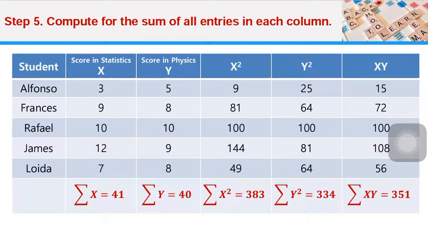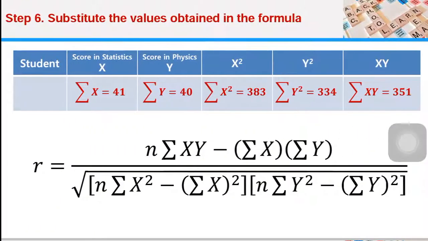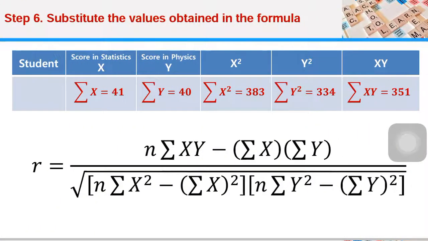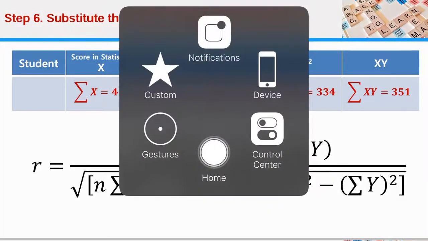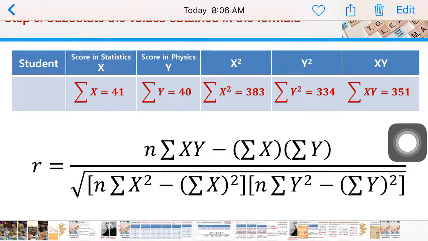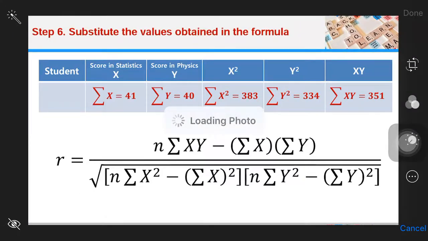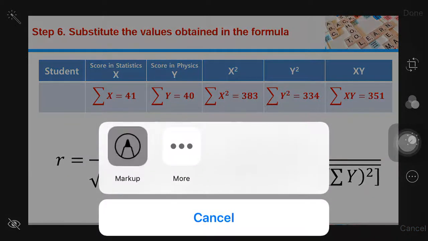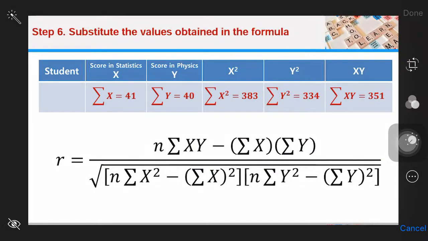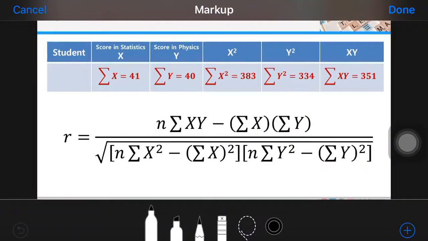We have 1, 2, 3, 4, 5. So our N will be 5. Our E of XY, that's the last column. Let me first make an edit. Let's make some markings so that you could follow. Here. The E of XY is this one.